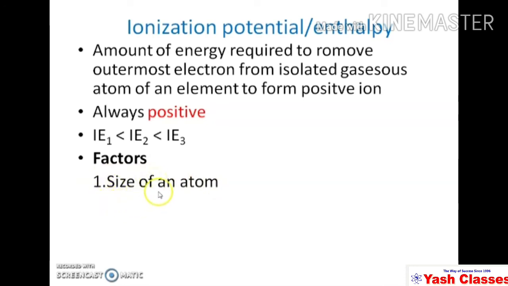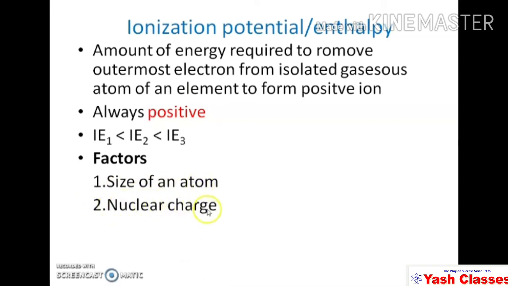And when the size is very small, then that outermost electron will be very close to the nucleus, and therefore more energy is required to remove the electron from that particular atom. So ionization enthalpy depends upon the size of the atom. The larger the size, the lesser is the ionization enthalpy.